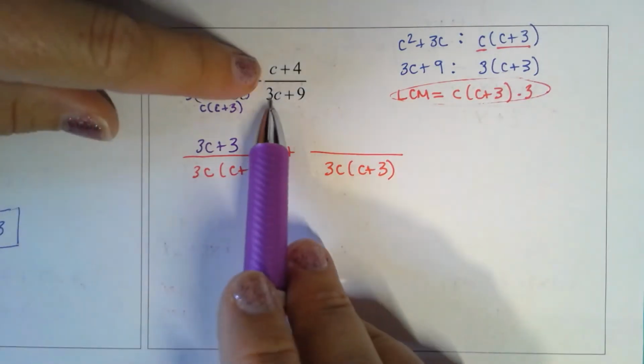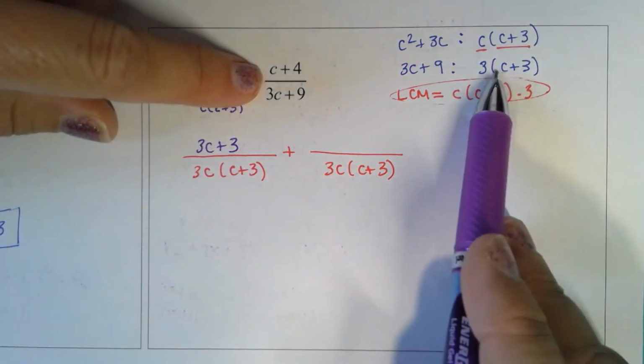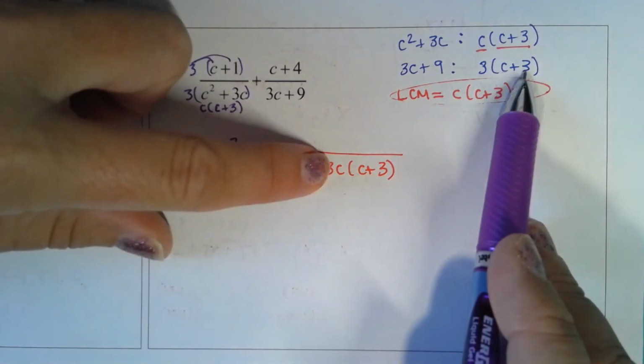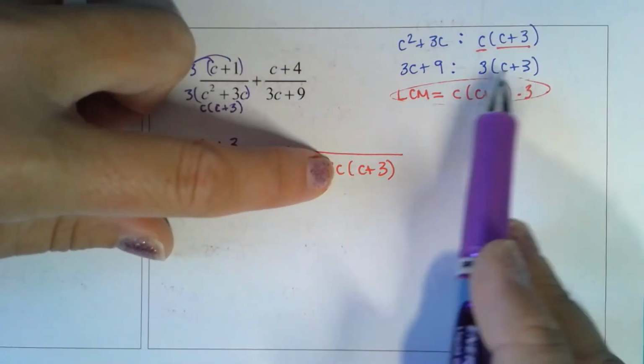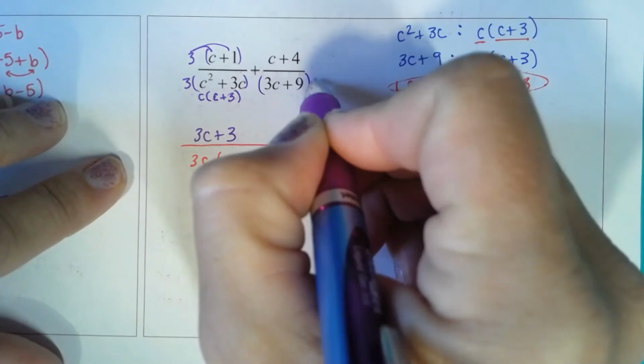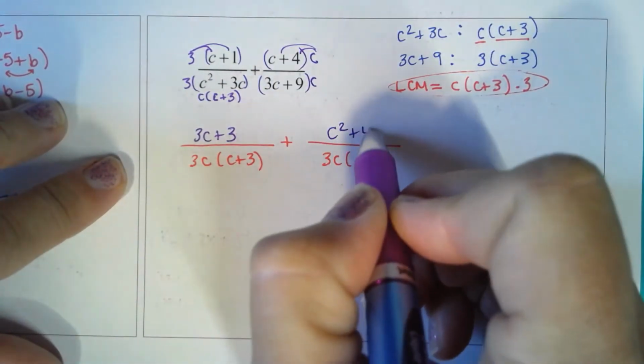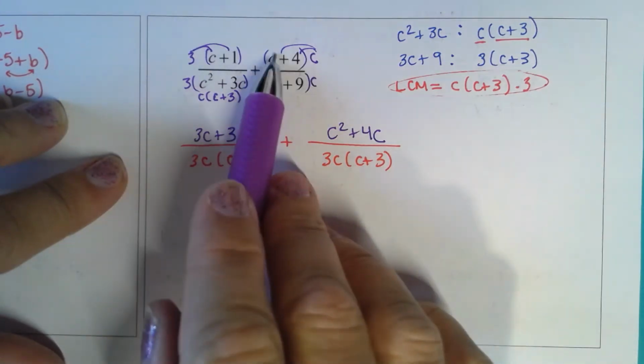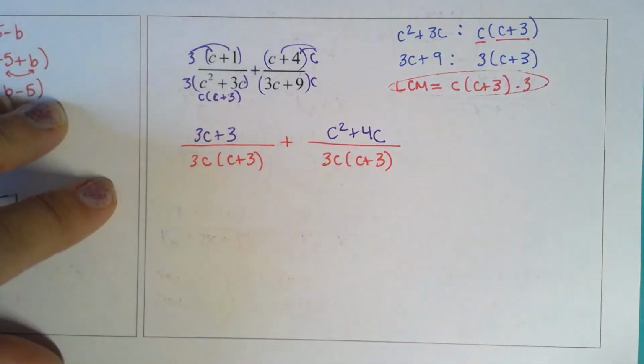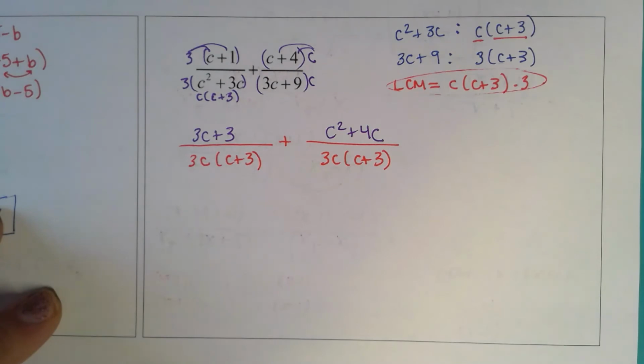My second fraction, remember, was the 3 and the c plus 3. So I have the 3, I have the c plus 3. I'm missing the c, so I need to multiply the top and the bottom by c. And so when I distribute that c in, I get c squared plus 4c.